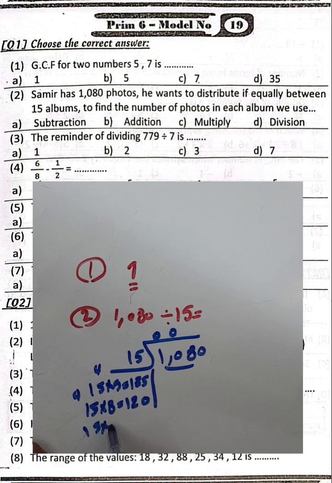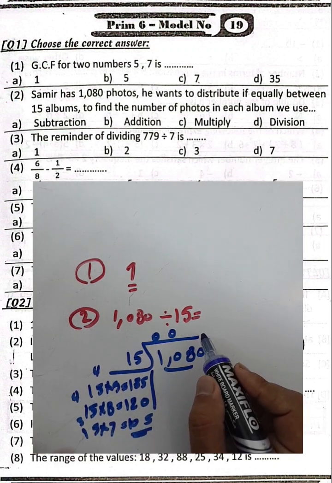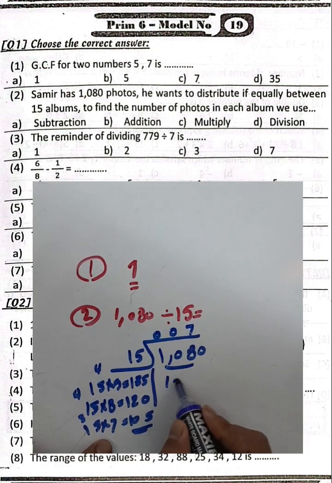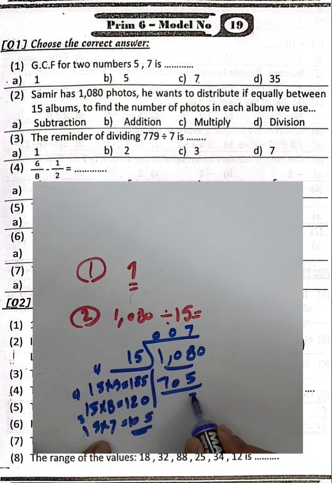And 15 times 7: 5 times 7 is 35. Write 5 and carry 3. 1 times 7 equals 7, plus 3 equals 10. It's the nearest to this number. You can write 7 outside here and 105 here. 8 minus 5 is 3, and then drop the 0.